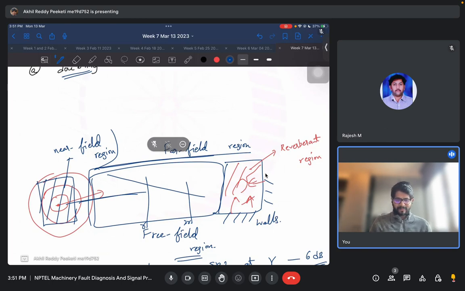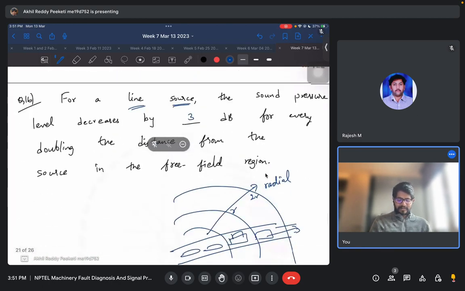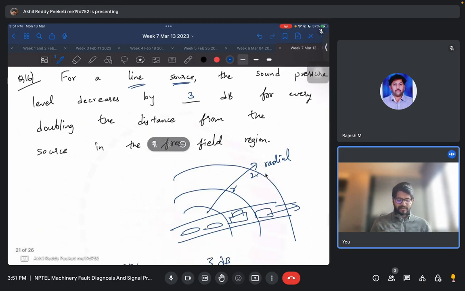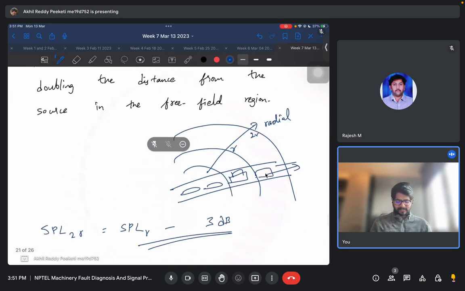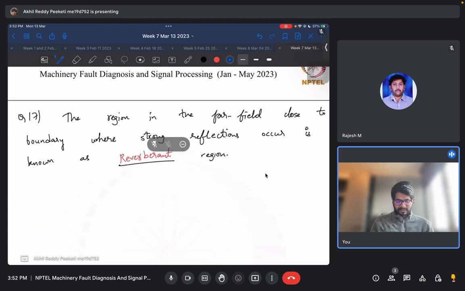And there is a third region, the reverberant region. Here the sounds reflect from the walls, and because of that the sound pressure doesn't reduce by 6 decibels every doubling of distance, and it could be anything at the boundaries. So this is the reverberant region. And if it is not a point source and it's a line source, then the SPL reduces only by 3 decibels for every doubling of distance. And next we looked at far field close to boundary, where strong reflections occur, which is the reverberant region.